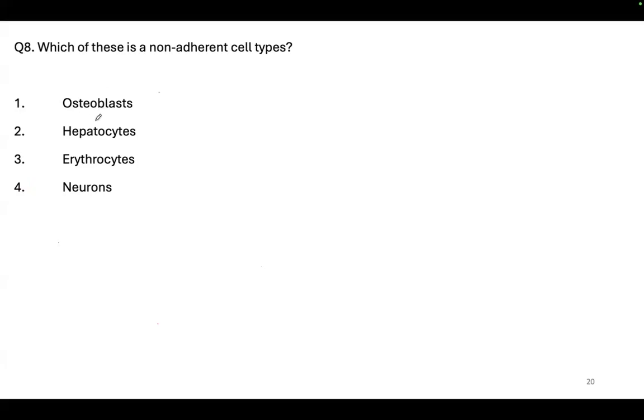Osteoblast. So these names were not exactly talked about, but osteoblast has something to do with bone. Hepatocytes, I think it's liver. Erythrocytes is blood, and neurons are, well, neurons, brain.